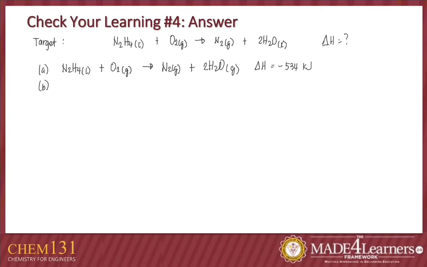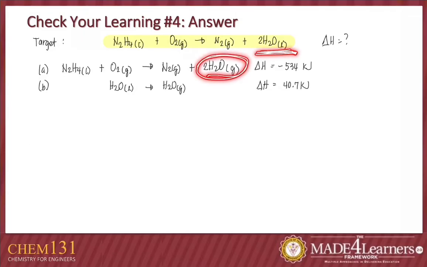For equation B, it's the vaporization of water. So, liquid turning to gas. And the change in enthalpy here, it absorbs heat, it's 40.7 kilojoules. So, if you notice our target equation, this one is highlighted, our target equation. What really changed, right? It says that instead of gas, this should be liquid. So, this gas in equation A should be cancelled out. And where will we get what cancels it out?